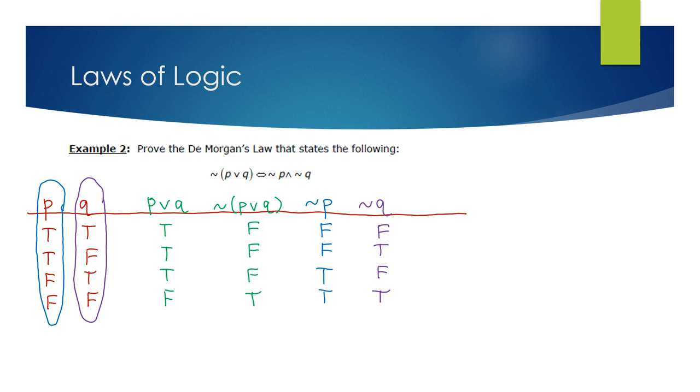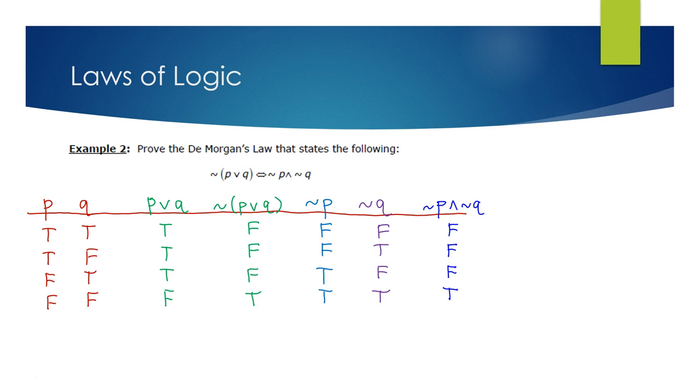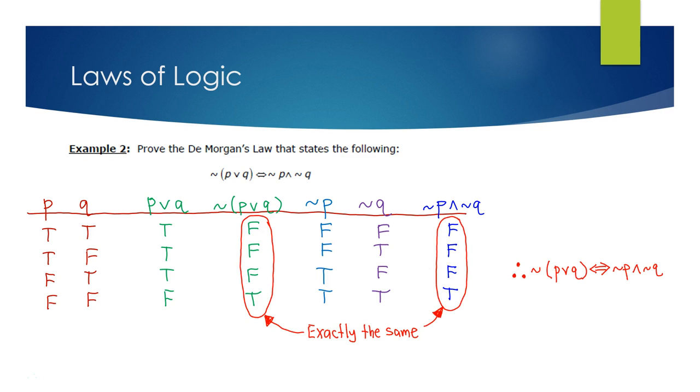And now I'm going to do the and statement between them. An and statement means that it's only going to be true as long as both are true. It's false otherwise. So what I end up with is the first three instances being false, and the last one being true. Now when I look at the column that represents the left-hand side and the column that represents the right-hand side, they're exactly the same. And as a result, I've proven De Morgan's law here, that this is a true statement.